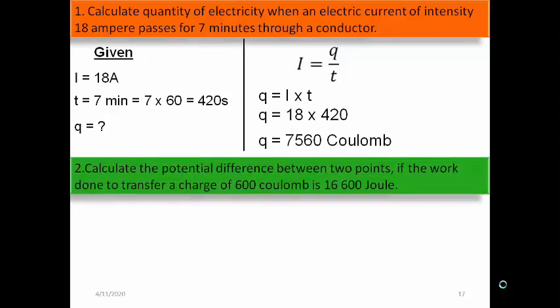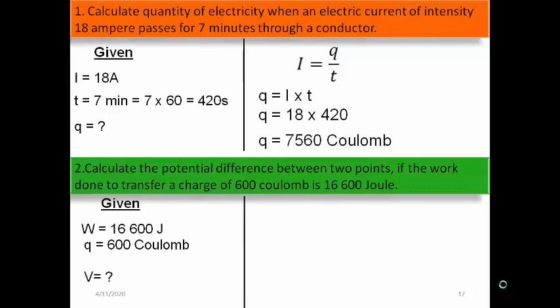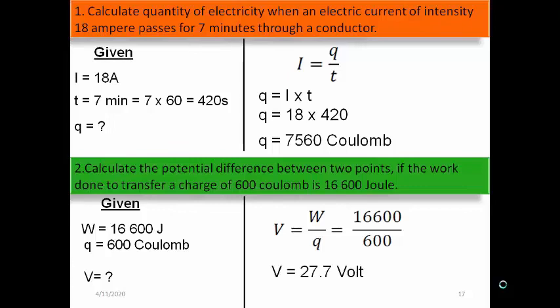Calculate the potential difference between 2 points if the work done to transfer a charge of 600 coulomb is 16,600 joule. What is given is the work 16,600 joule and the quantity of charge equals 600 coulomb. The potential difference is unknown. The potential difference is equal to work over quantity of charge. After substituting the values which we have, we are going to find out that the potential difference is 27.7 volt.